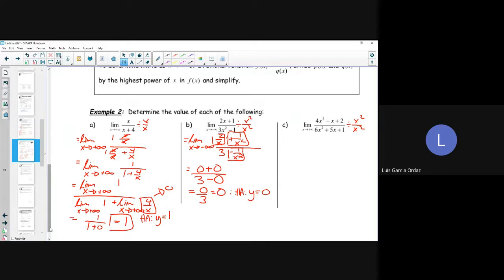And then the last one, let's see if you guys can figure this out on your own. Do C and then type in your answer in the chat. So the limit as x approaches positive infinity of 4x squared minus x plus 2 divided by 6x squared plus 5x plus 1. So do what we did for A and B, and then type in the chat what your limit approaches.